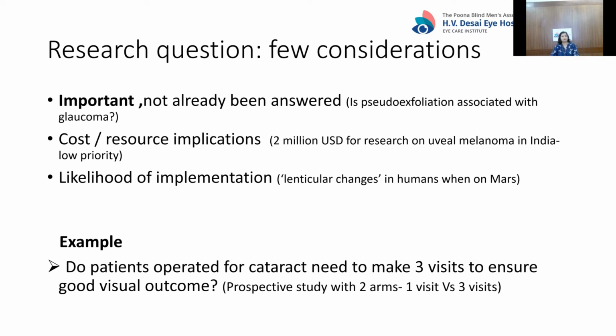Secondly, what are the cost and resource implications of a topic? I would like to give you an example of a research on, say, uveal melanoma in India, and the funding required for this research is $2 million US. Does it make sense to invest $2 million US to study uveal melanoma in the Indian population, where it is a rare disease? We have several other high priority diseases for which this funding could be used.